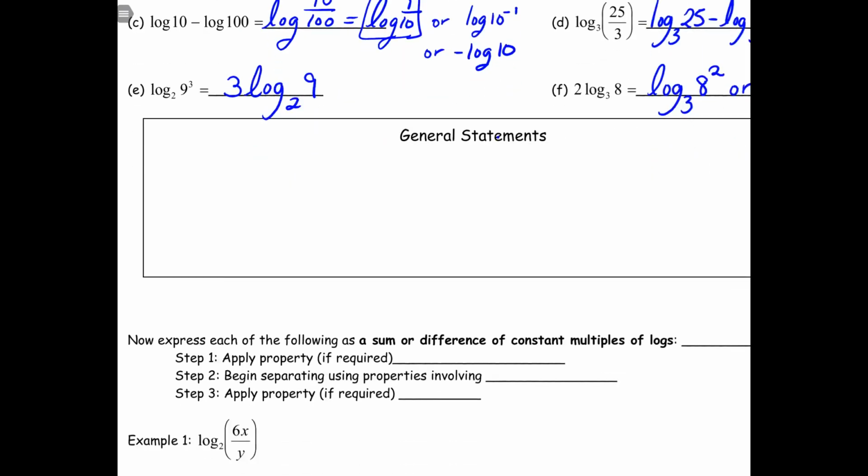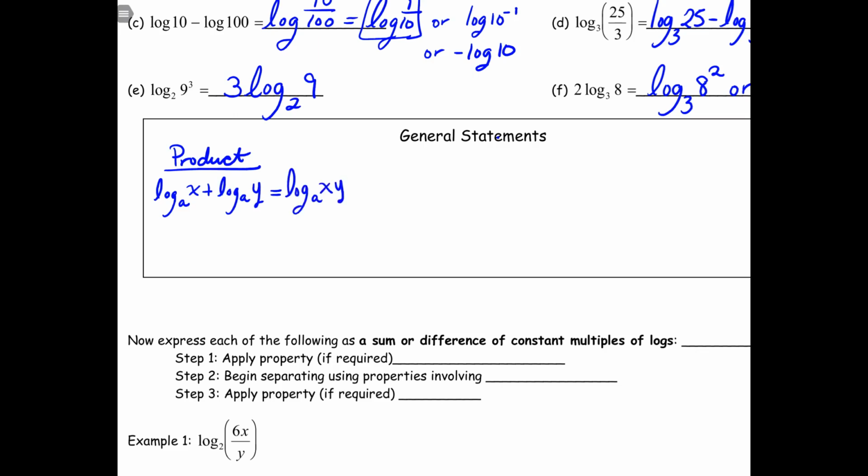Okay, let's take a look. Let's write down these general statements. First of all, we have the product property, which states that if you have log base A of any number x plus log base A of any number y, then you can combine them into a single log as log base A of x times y. And just so you know, this is a reversible statement, so you can combine going forward or expand going backwards.